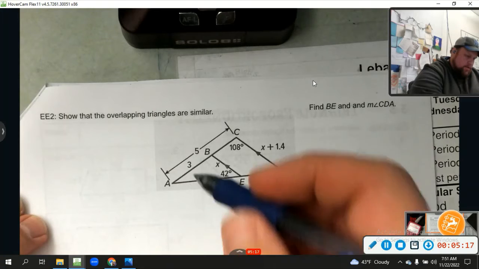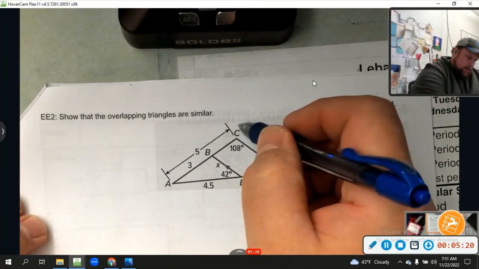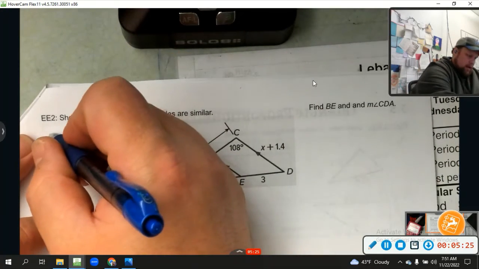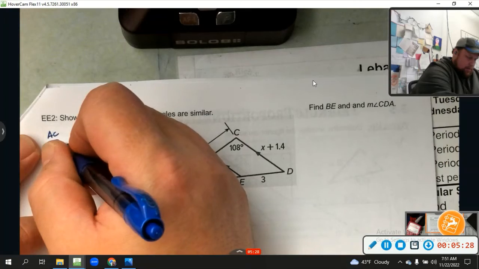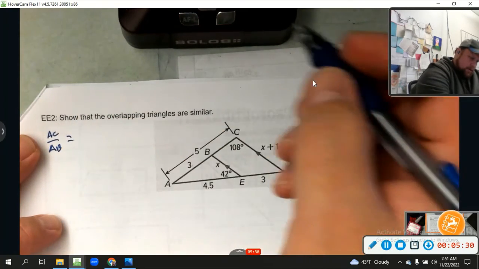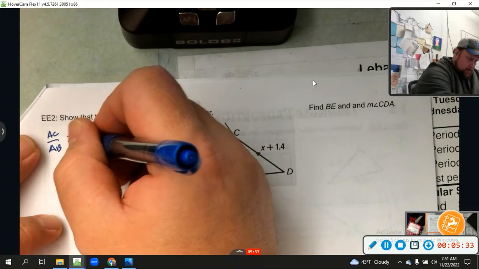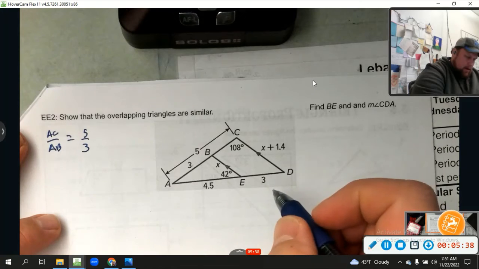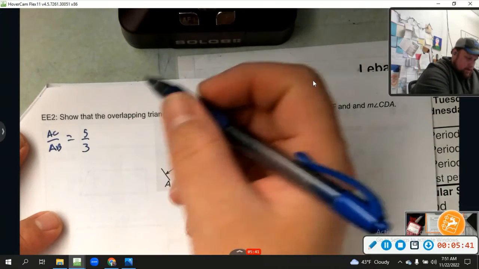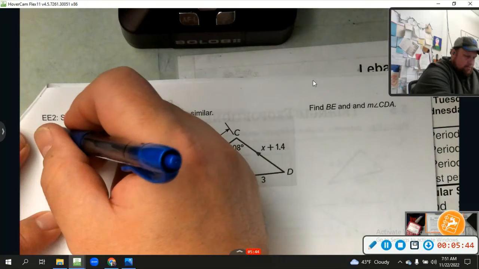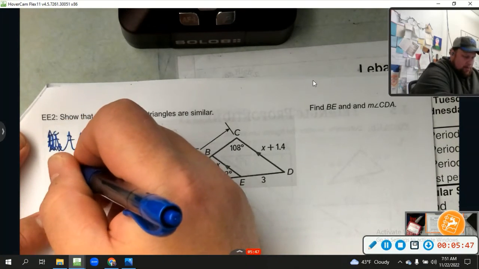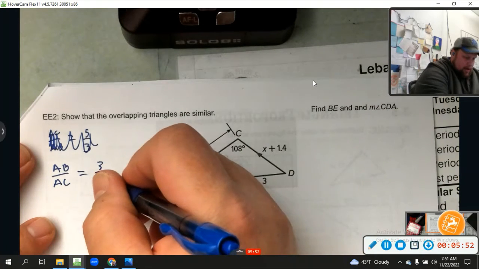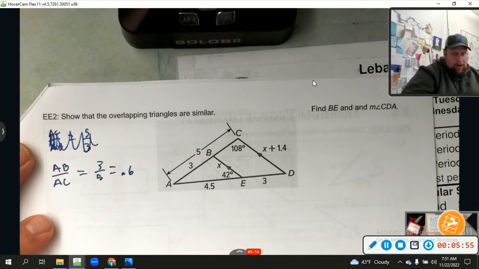Okay, so I got to do the two sides. So first of all, this entire thing right here is 5. This one is 3. So let's do AC over AB, which equals 5 over 3. Okay. And now you know what? I'm going to switch that around. Let's do AB over AC. I have a reason for doing this. It's going to be 3 over 5, which equals 0.6. It just comes out without rounding.